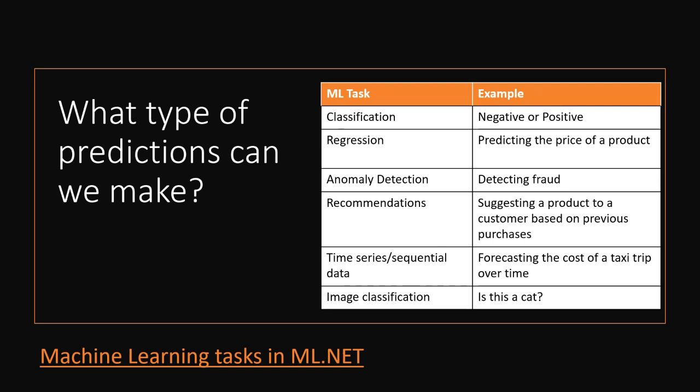We might be building applications to detect fraudulent transactions, so we can use anomaly detection machine learning tasks for that. We might want to build product recommenders based on what our customers have previously purchased. We might want to recommend new products, and for that we can build recommendation applications. We can do some forecasting using some time series and sequential data machine learning tasks. And then we can do some classical, is this picture a cat, is this a dog, using image classification.